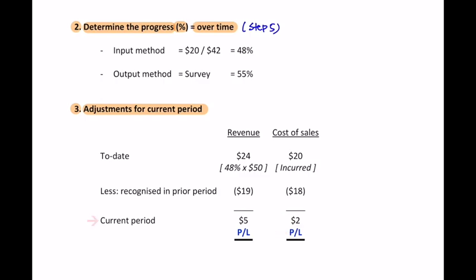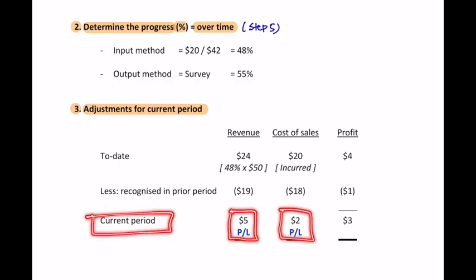In the profit and loss for current year, a revenue of $5 and a cost of sales of $2 will be reported. The net position of this contract, the profit, cumulatively is equal to 4: 24 minus 20 equals 4. In prior period, the company had reported $1 of profit. Hence, the net impact to profit and loss for current year is the additional $3 profit. Step 3 is to determine the revenue and the cost of sales for current period.